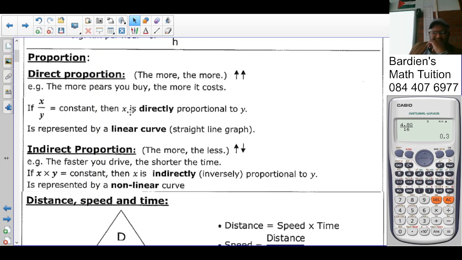Inverse proportion: the more, the less. As the one goes up, the other comes down. For example, the faster you drive, the shorter the time spent on the road, with the distance being the same. If x times y is a constant, then x is inversely proportional to y. It is represented by a non-linear curve.